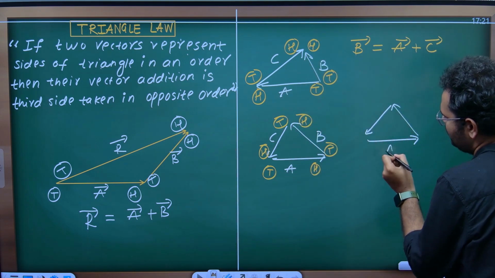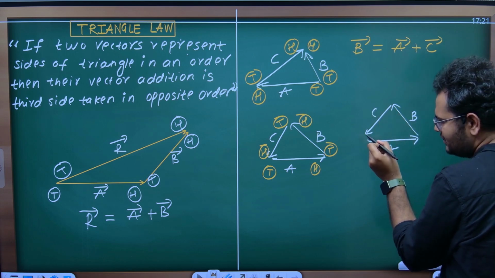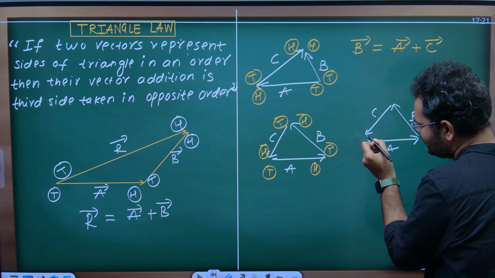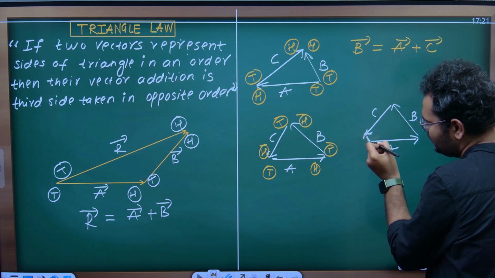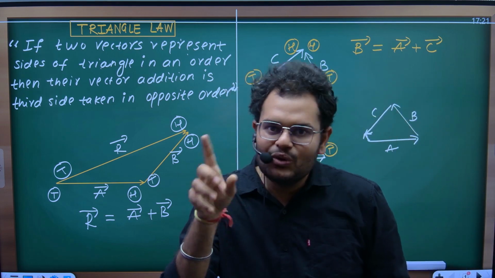If I ask you what is the resultant or vector addition of A, B, C, you will simply say, sir, there is a fourth vector which is breaking the order. That means the fourth vector should look like this. Can you see that its magnitude is small as compared to the other vectors?